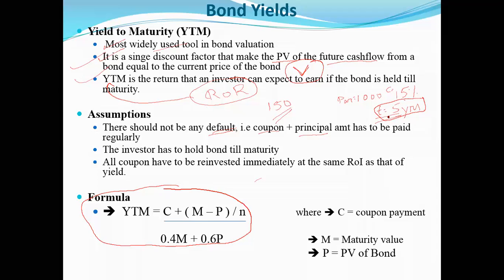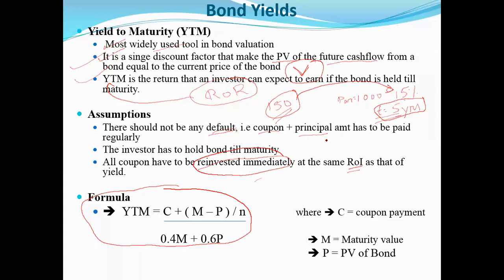And third condition, again, what Rashmi has to do, whatever interest she receives every year, she has to reinvest this immediately. This part is very important. She has to reinvest this 150 rupees at the same rate of interest. That means once she gets this 150 rupees every year, she has to again reinvest this money at the rate of 15%. That is what it says.